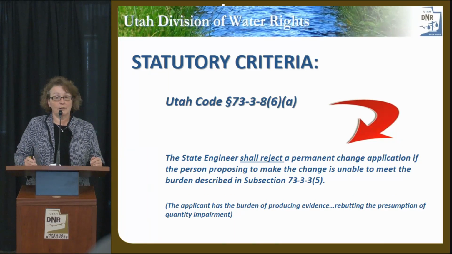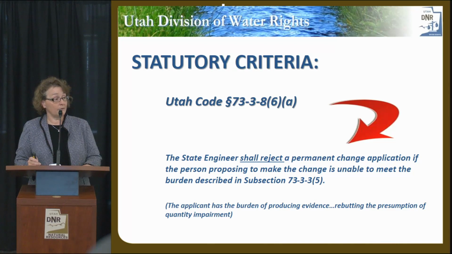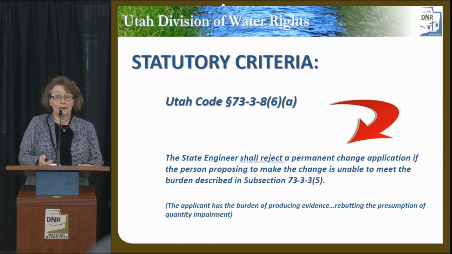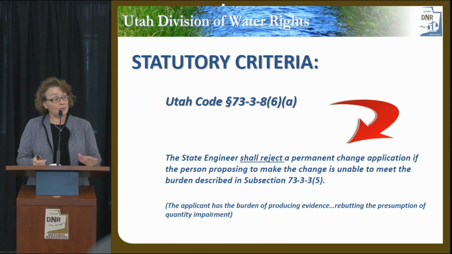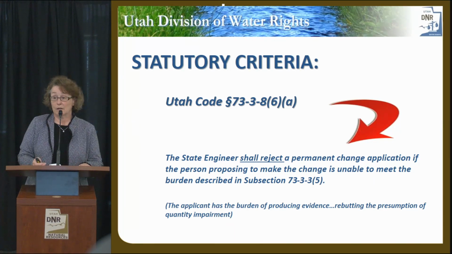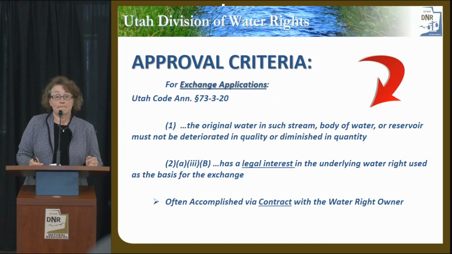So another portion of Utah Code, section 73-3-8, when we talk about appropriations, it does say that the state engineer shall reject a permanent change application if they're unable to meet that burden of overcoming that rebuttable presumption of quantity impairment. So it is important that the applicant participate in this process with their application.